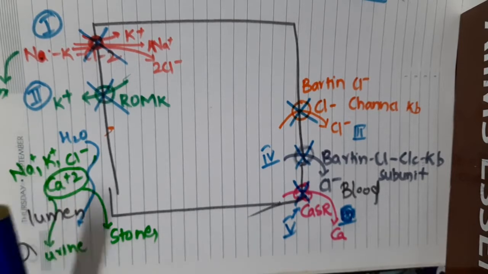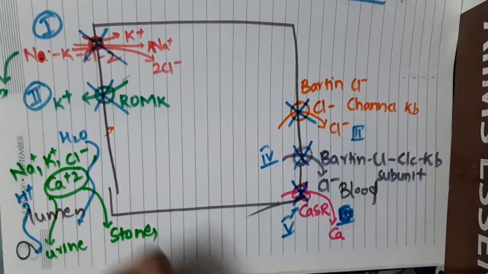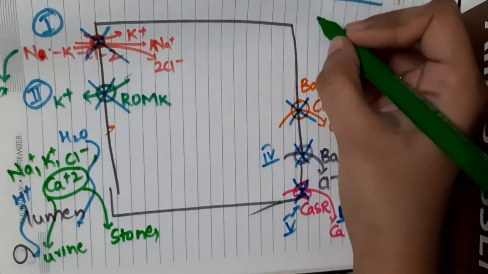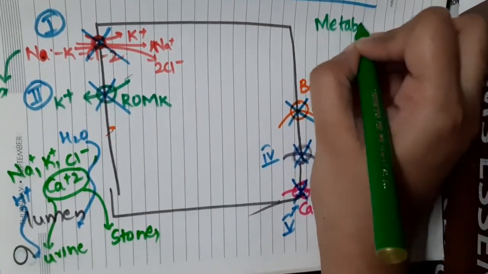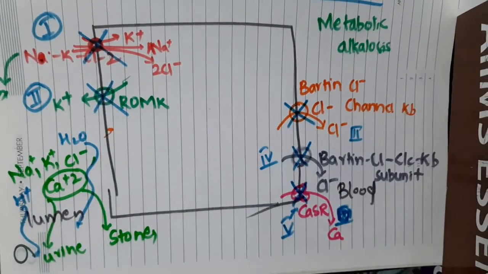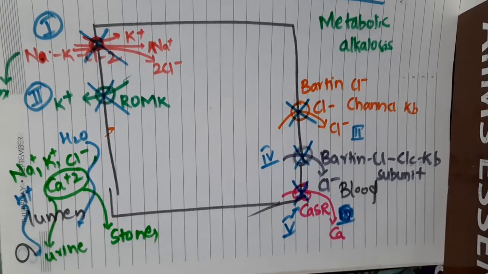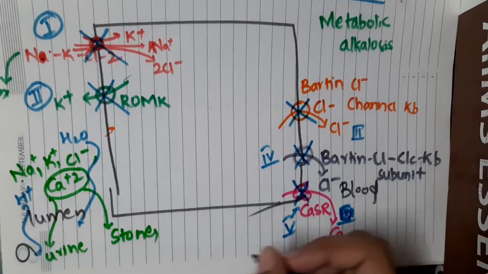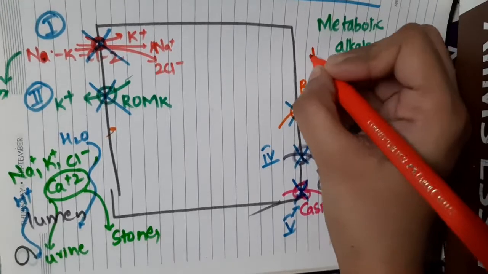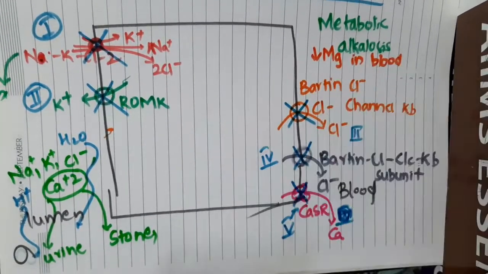Along with K+, some of the H+ ions are lost in the urine also. Because of the loss of H+ ions in the urine, metabolic alkalosis occurs in the body. There is decreased concentrating ability of the kidney also. Then the baby also presents with hypomagnesemia. The reason for hypomagnesemia is not known, but decreased magnesium in the blood is seen.